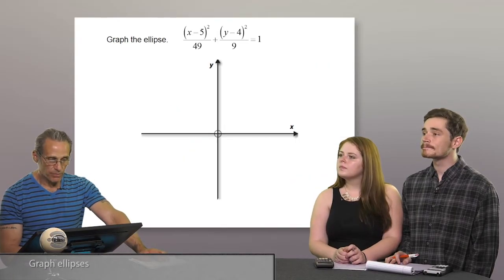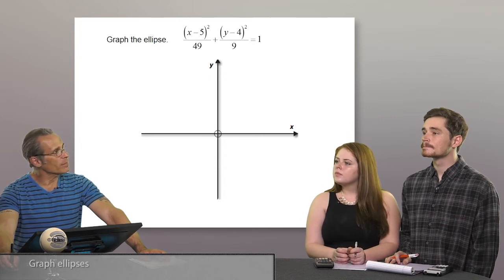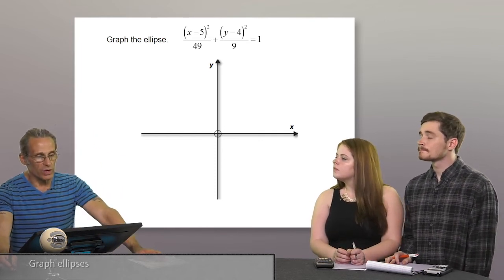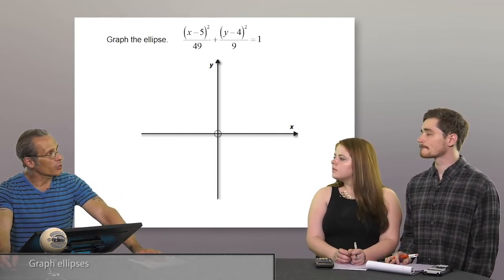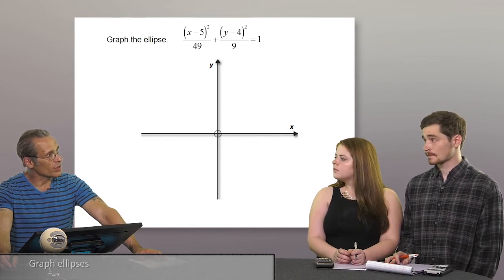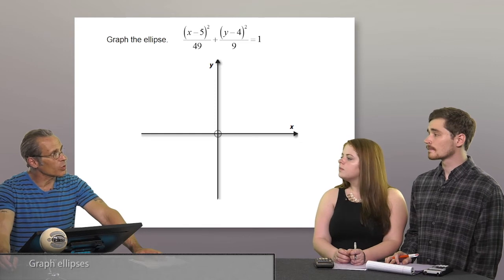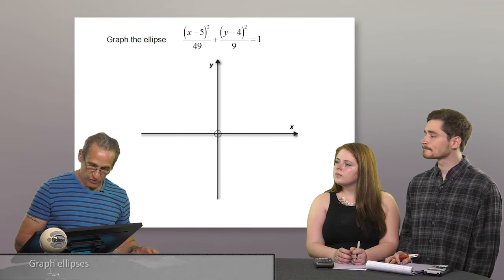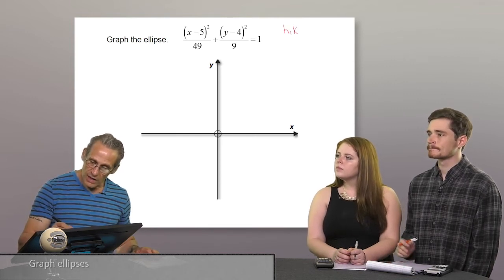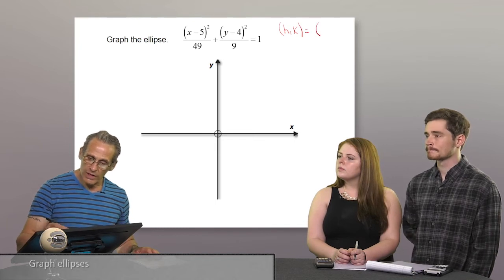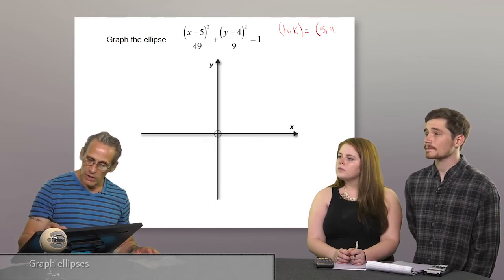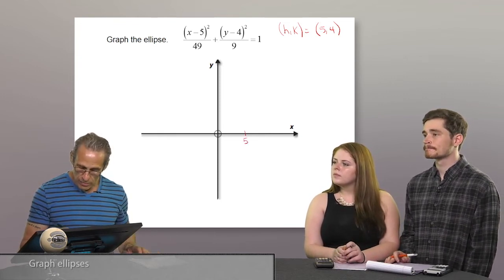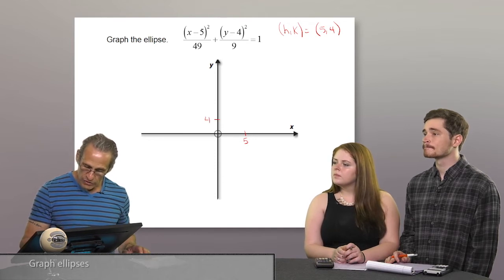Let's do one more. When I have an ellipse in this form, the center is no longer the origin. The center is found by imagining that x minus 5 is in the form of x minus h, so the x-coordinate of the center is what we're calling h. When I read off my center (h, k), it would be (5, 4). So I can plot that pretty quickly. I'll go right 5 units, up 4 units, and plot the center.